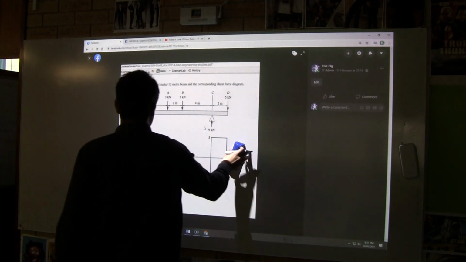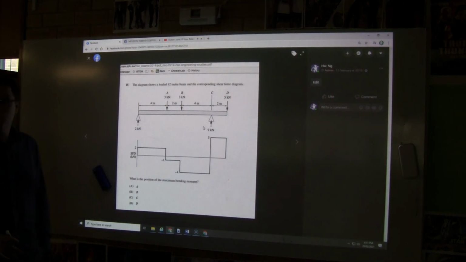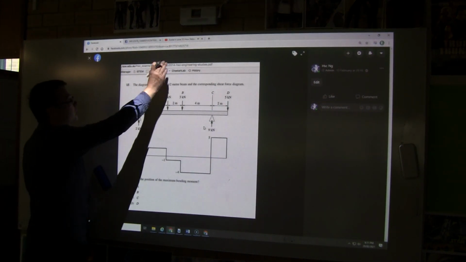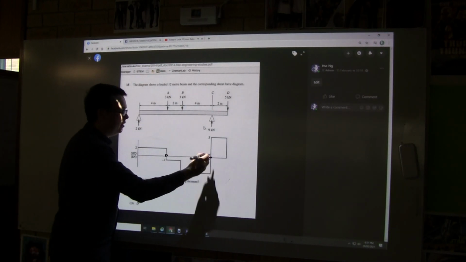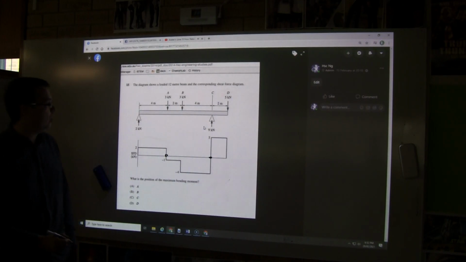So, what is the position of the maximum bending moment? I think we've looked at this question before. 2014 was looked at before. We've said that maximum bending moments occur where we cross the axis. So it's either going to be at A or C.